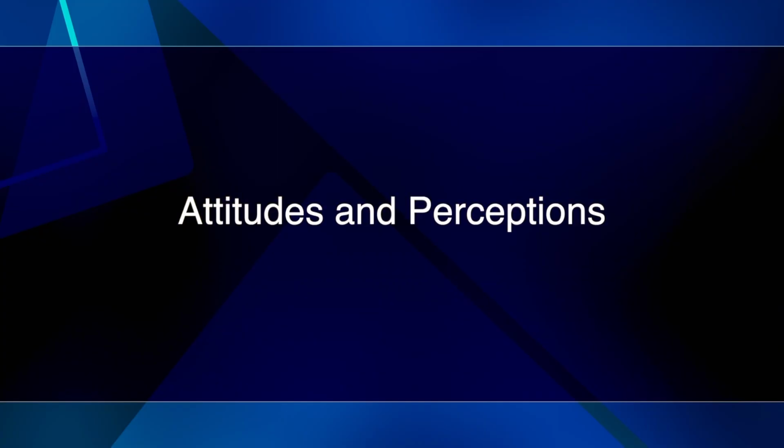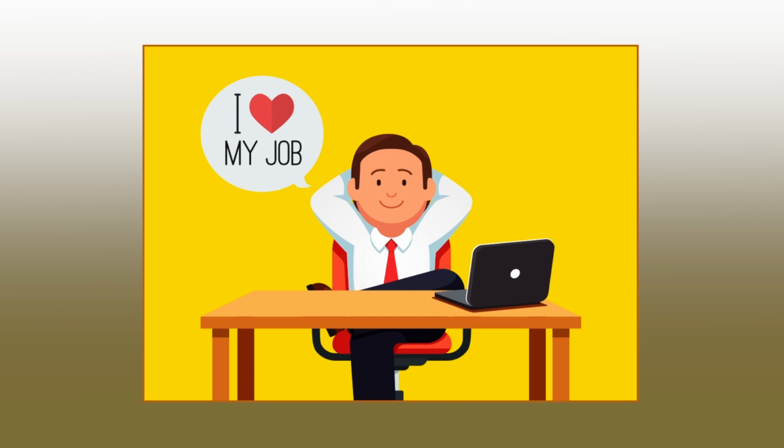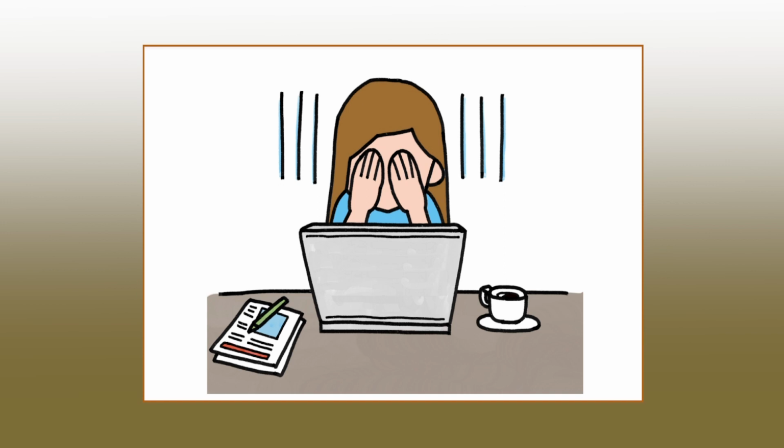Next one is the attitudes and perceptions. How we view the world or a particular situation can determine whether it causes stress. For example, if our television set is stolen and we take the attitude, it's okay, my insurance company will pay for a new one, we'll be far less stressed than if we think my TV is gone and I will never get it back. What if the thieves come back to my house to steal it again? Similarly, people who feel like they are doing a good job at work will be less stressed out by a big upcoming project than those who worry that they are incompetent.